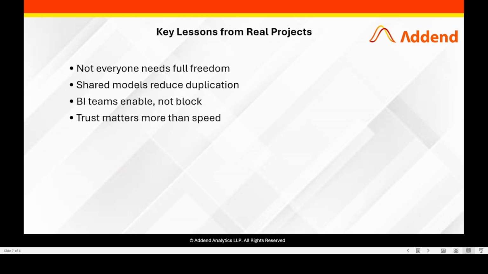Key lessons from real projects: what actually works in enterprise BI. Enterprise BI projects show that not every user needs full self-service capabilities. Different user groups require different levels of access and flexibility. Shared semantic models reduce duplication and maintenance effort. BI teams should focus on enabling users, not blocking them. Most importantly, trust in data matters more than speed. Self-service BI succeeds only when users trust the numbers they see.